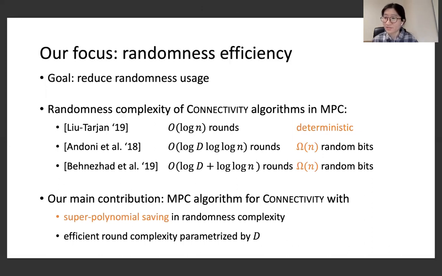The main contribution of our work is a new MPC algorithm for connectivity that achieves a super polynomial saving in the randomness complexity as compared to the two randomized algorithms above. Moreover, our algorithm has an efficient round complexity that is parameterized by d.